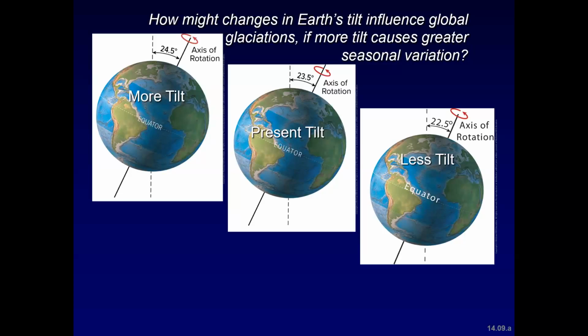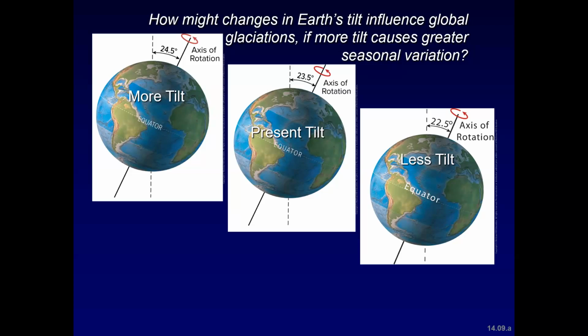This is Chapter 14, Glaciers, Shorelines, and Changing Sea Levels, Lecture 2. Picking up now with how changes in the Earth's tilt may influence global glaciations. Okay, so we actually call these Milankovitch cycles. There's things that are happening on a planetary scale that affect our climate and make it colder or warmer.